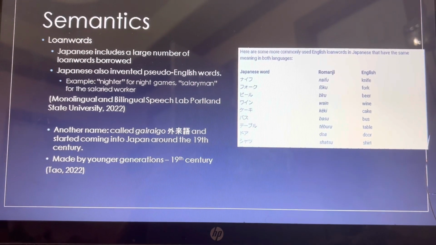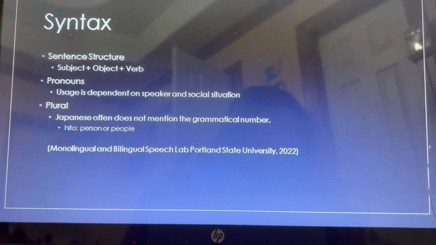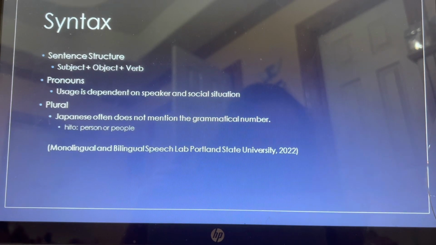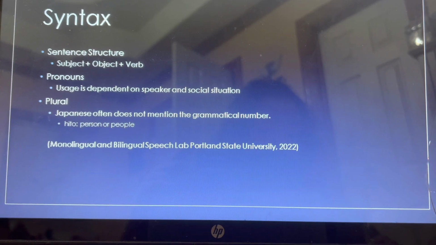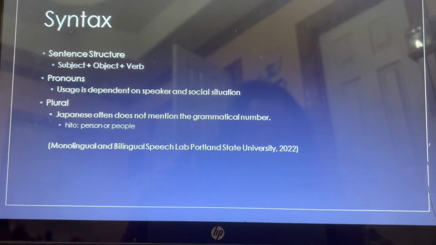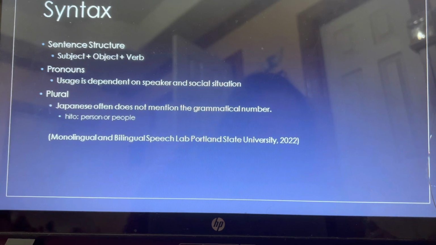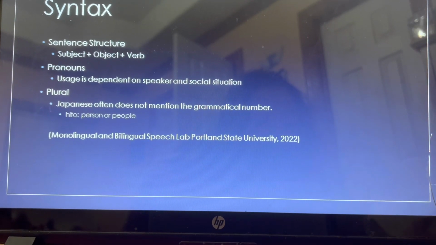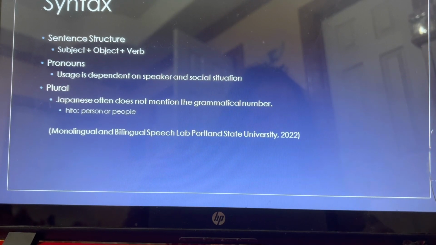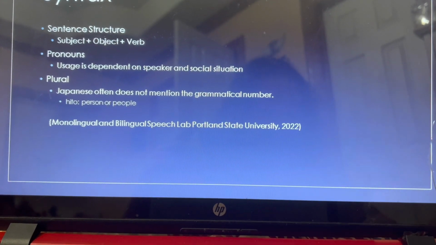Okay, so now moving on to syntax. So now for syntax, the Japanese language uses a subject-object-verb pattern as opposed to English, where we use subject-verb-object instead. So it's SOV versus SVO. In English, it would be Billy hit the ball, whereas in Japanese, it would be Billy the ball hit. So that would be another thing you'd have to look out for in your students. If maybe they start using that pattern, it's just something to consider.